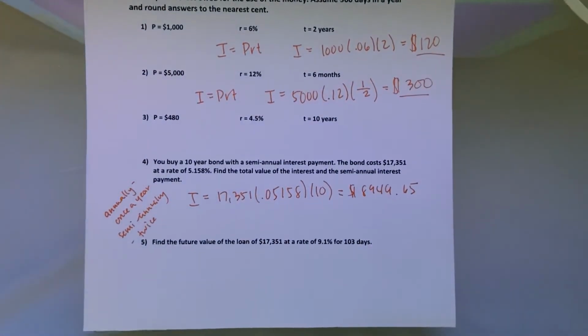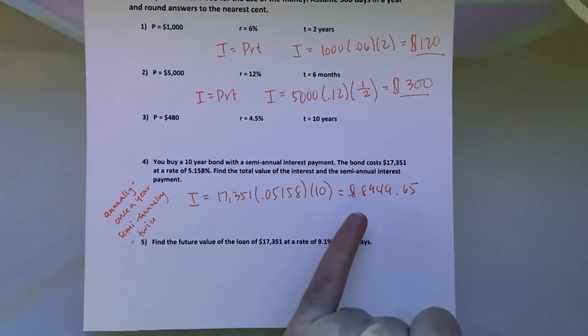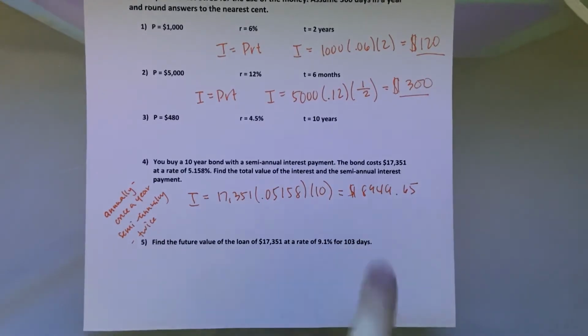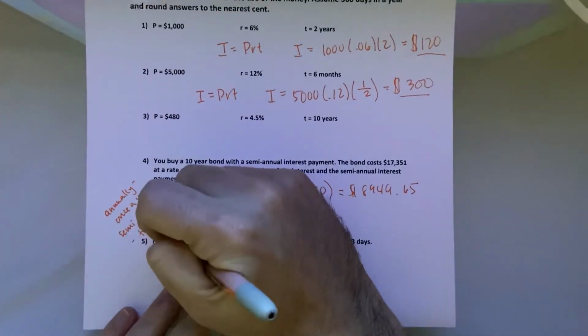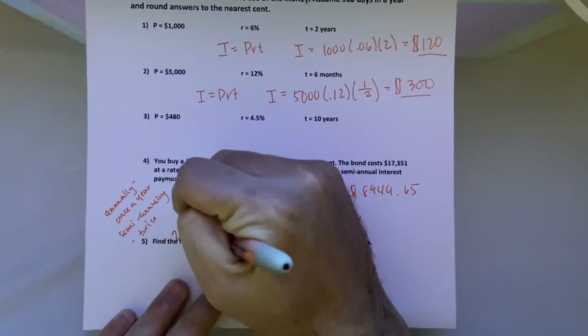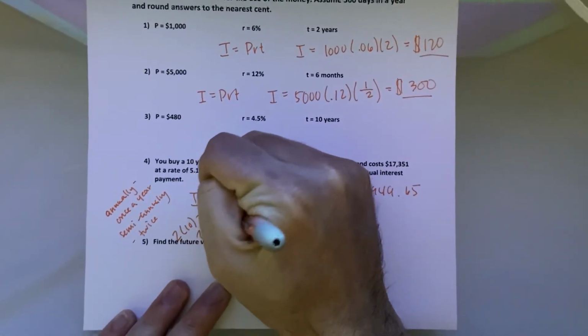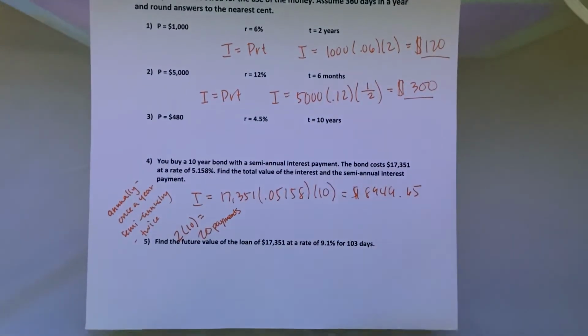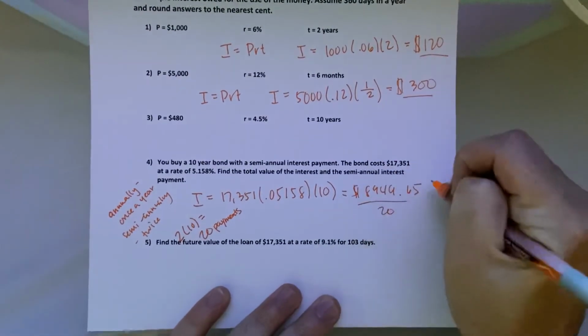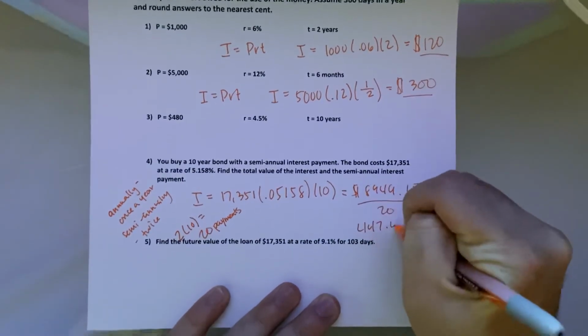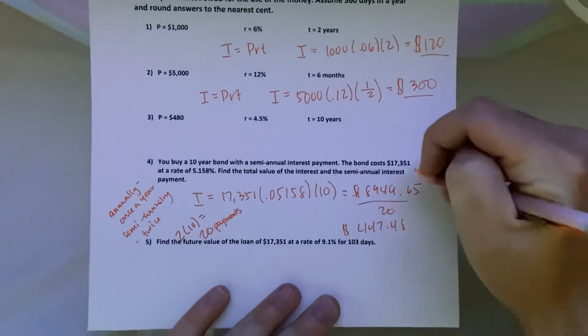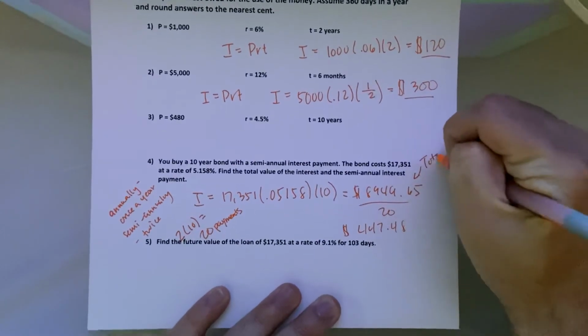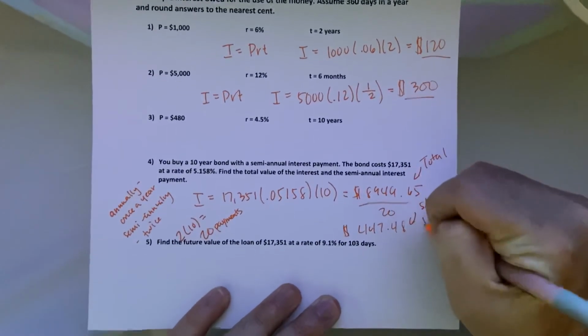Now, the interest payments are split up over semi-annual payments, so 2 payments a year for the 10 years. That's twice a year for 10 years, so 20 total payments of interest. To figure out the semi-annual payment, I take the total and divide by 20 to get $447.48 every 6 months. So this is the total, and this is the semi-annual payment.